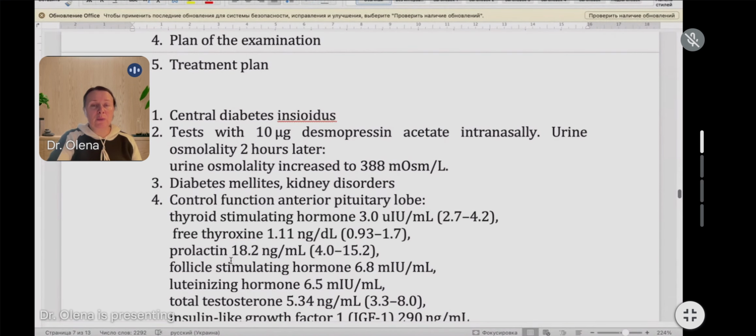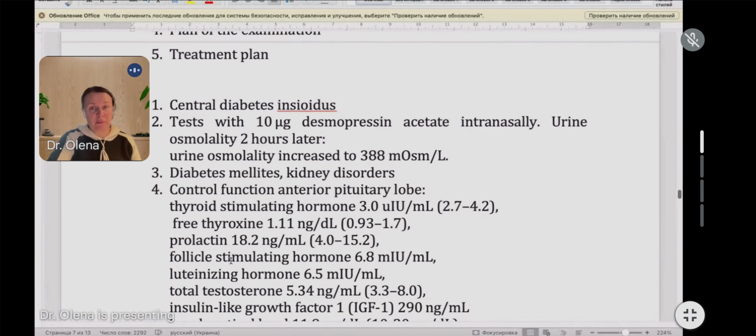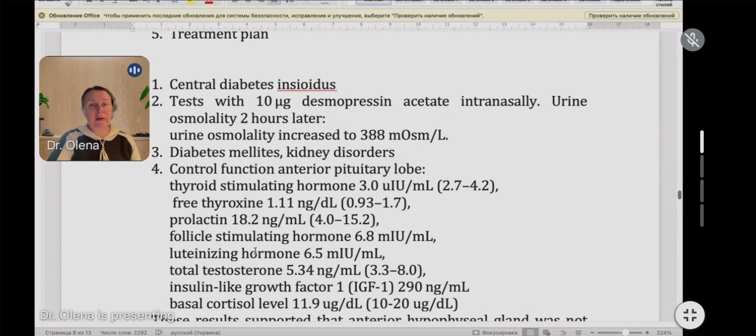For this patient a desmopressin test and urine osmolarity were made. 2 hours after inhalation of desmopressin, urine osmolarity was increased, and it indicates a positive result of the test and indicates a problem with antidiuretic hormones in the patient's body.